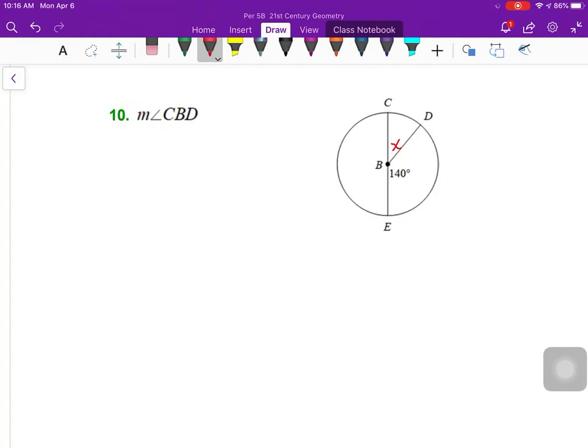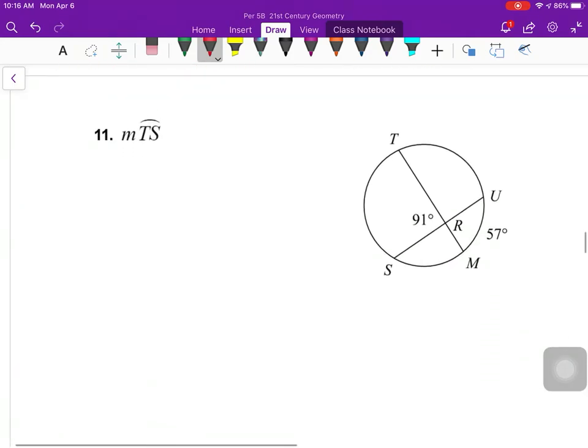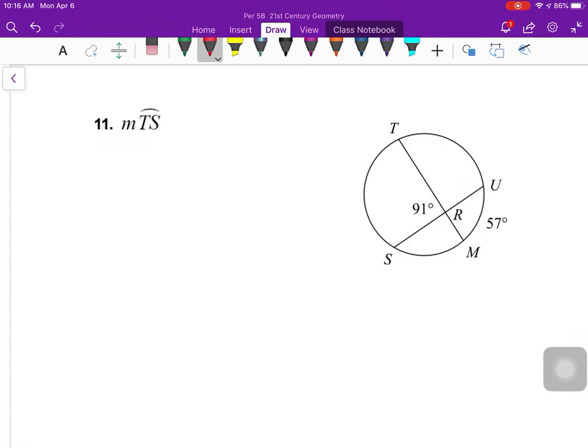Okay, now this next one asks us for angle C to B to D. This one right here, CBD. Now, that's a central angle. But I think we can find it by using a linear pair. I know that x plus 140 is going to equal 180. So x will equal 40 degrees. Measure of angle CBD, 40 degrees. So that one was pretty easy. We could have done that even before this chapter.